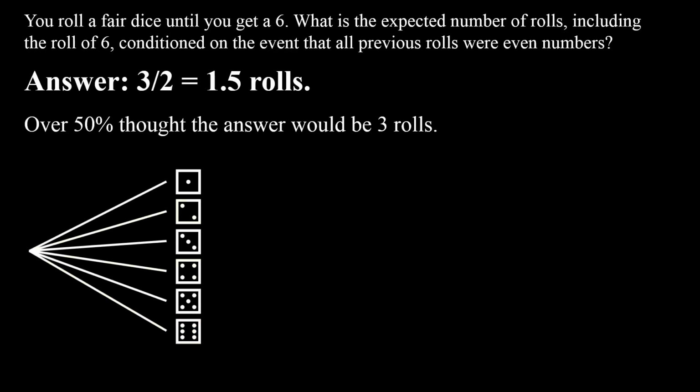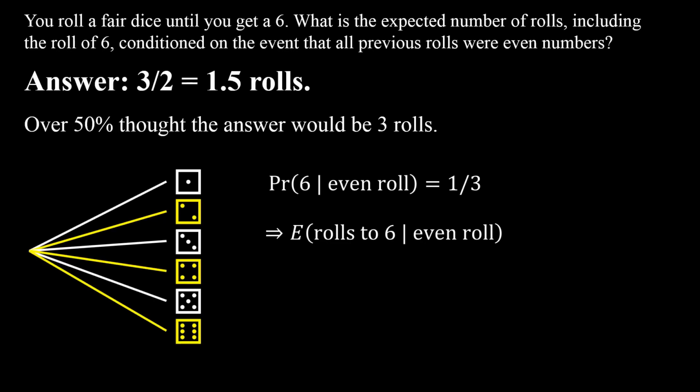But this is not the correct answer because the puzzle is asking for a slightly different question. It's asking for the expected number of rolls to 6 given that there are even rolls before the 6. This is a slightly different question. And I'm going to show you why the answer is 1.5.